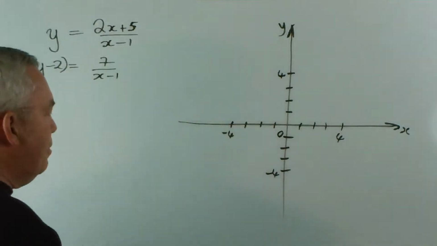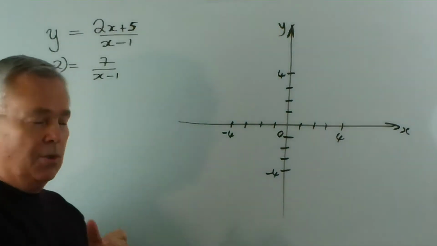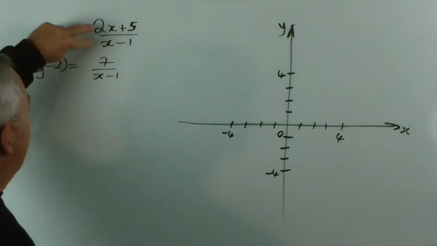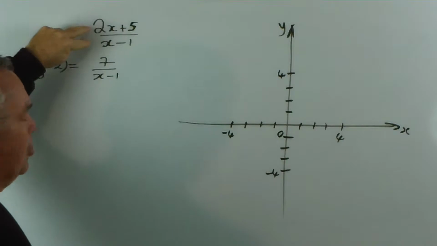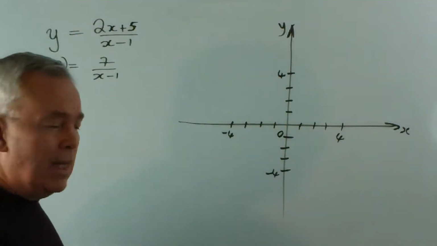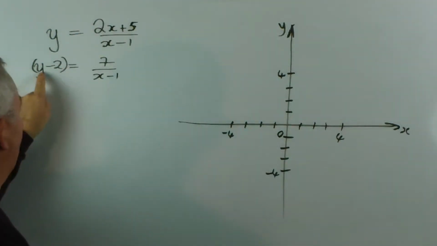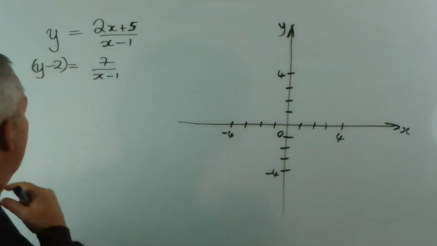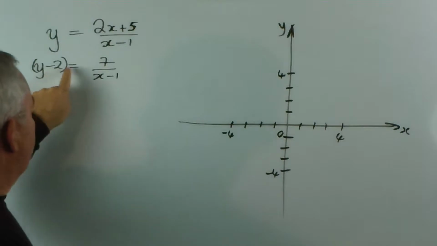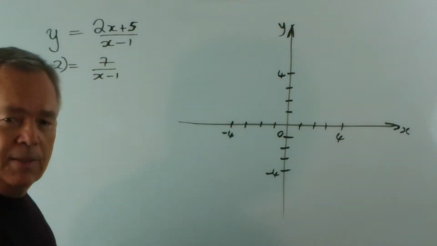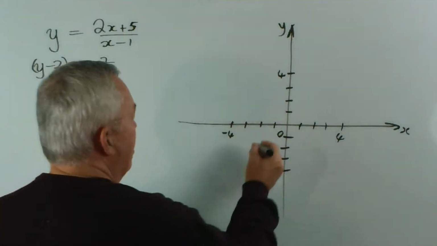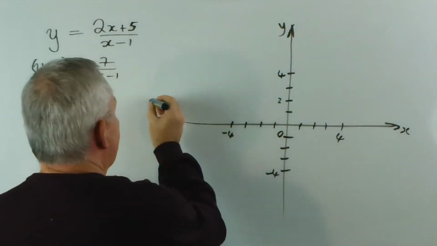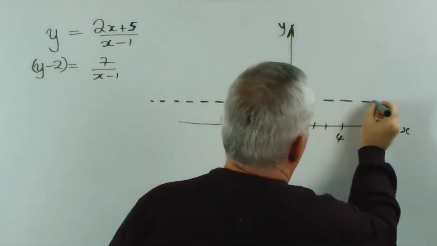Okay, job number 1, horizontal asymptote. You could tell from the coefficients of the x's that y equals 2 would be the horizontal asymptote, but it's also quite easy to see here that y equals 2 would give me a 0 here, and it's impossible for 0 to equal 7 over some number. So y equals 2 is going to be our horizontal asymptote. We draw it in.